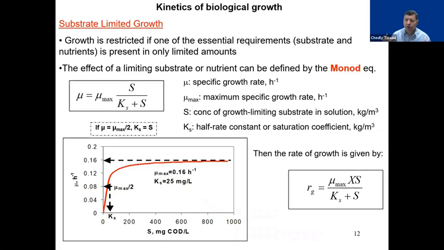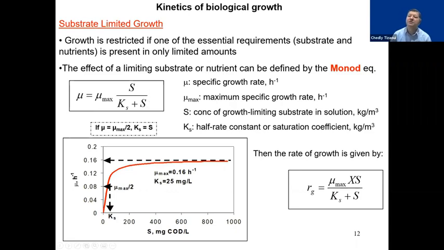In the general context, mu, the specific growth rate, is equal to a maximum specific growth rate, mu max, times S divided by Ks plus S. And this is the famous Monod equation, which describes the limiting substrate or nutrients in a biological reactor. It's a very important equation when you're dealing with kinetics in biological treatment. So please put it in your heads.